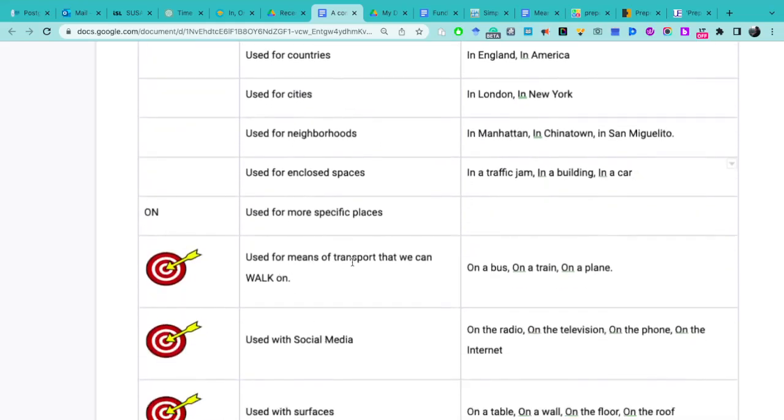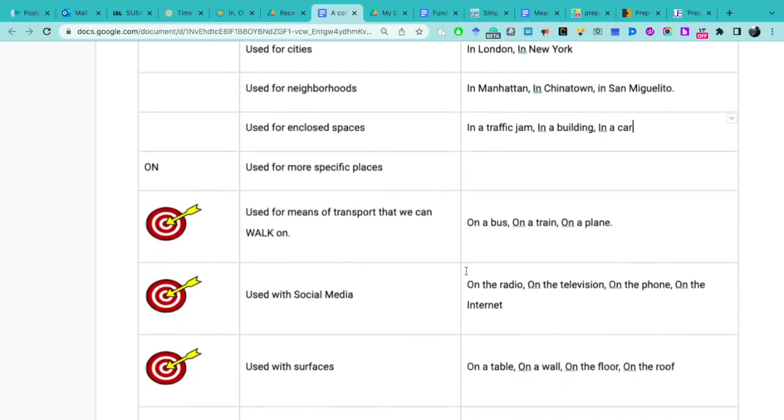For means of transport that we can walk on, we use on. On a bus, we can walk on a bus. I'm on a bus right now. Or I'm walking on a train. Or I'm on the plane right now. We can walk on a plane because it's a means of transportation that is big enough for us to move on it. So we use the preposition on in this case. We don't say "I'm in the plane." It's not correct, because we can walk on a plane. So we use on the plane.